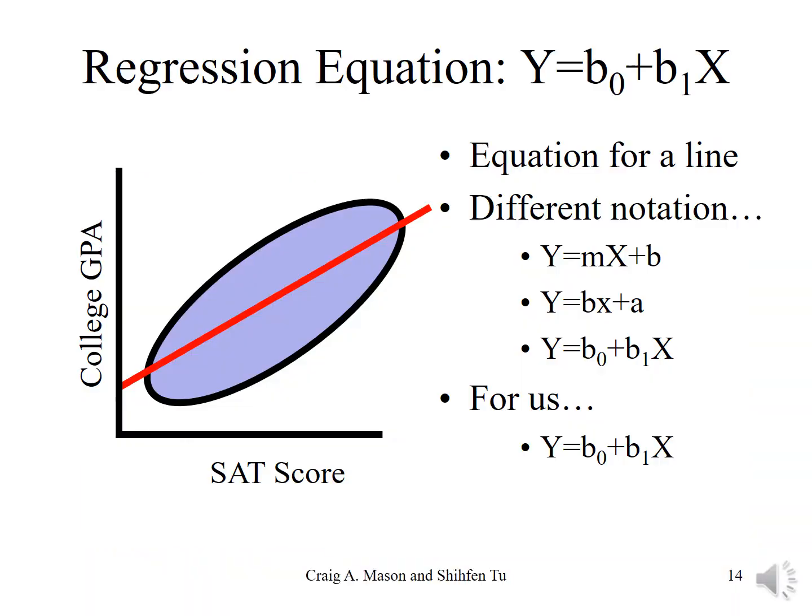More on that later. But for now, let's travel back in time to high school geometry and the equation for a line. Different texts will use different notation, but it's always inherently the same thing. You may have seen the regression equation written as y equals mx plus b, or y equals bx plus a, or y equals b0 plus b1 times x, or something else, but it's just different notation.